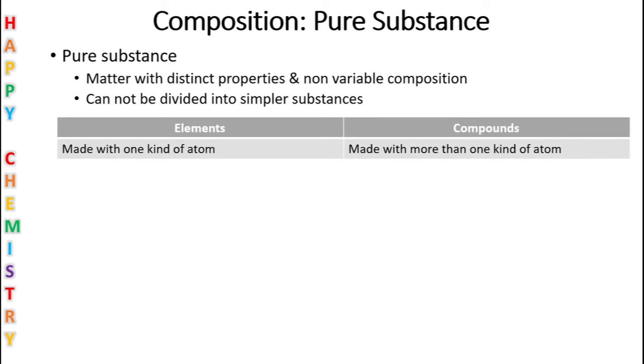Elements can exist as atoms or molecules. Compounds are made of more than one kind of atom. Let's see some examples for elements and compounds.